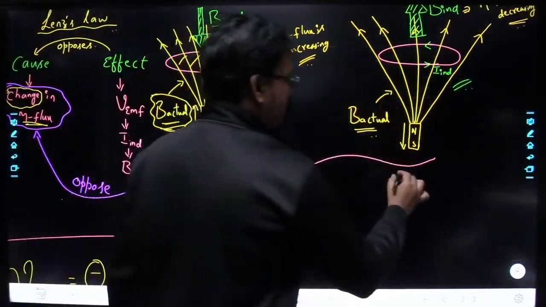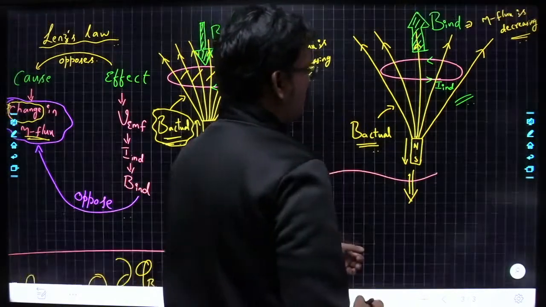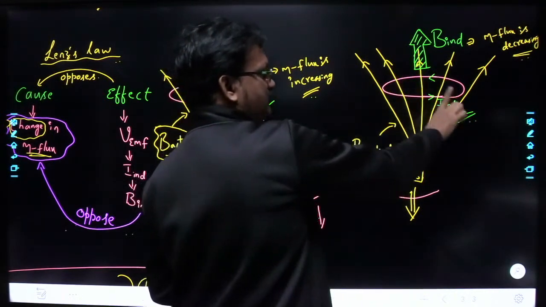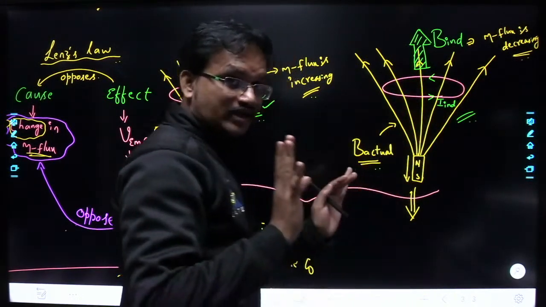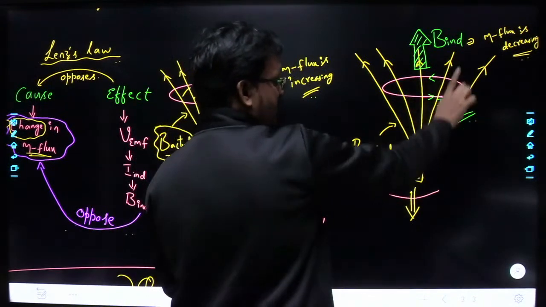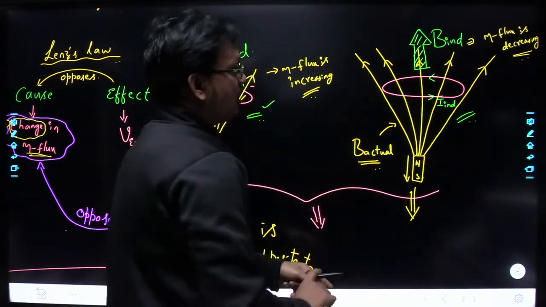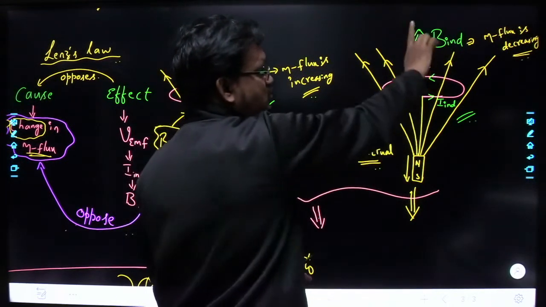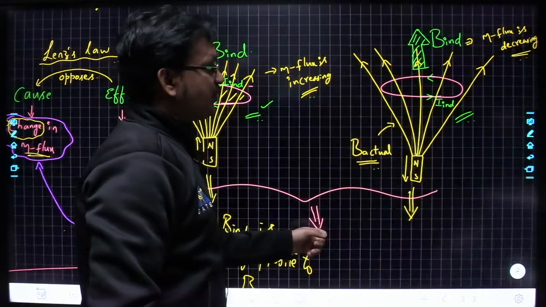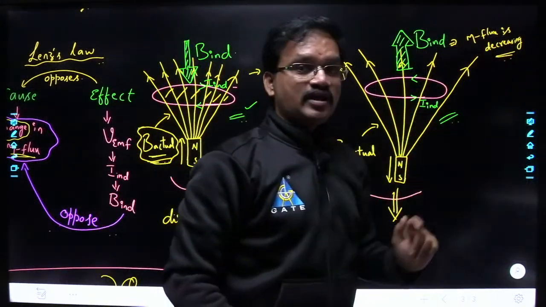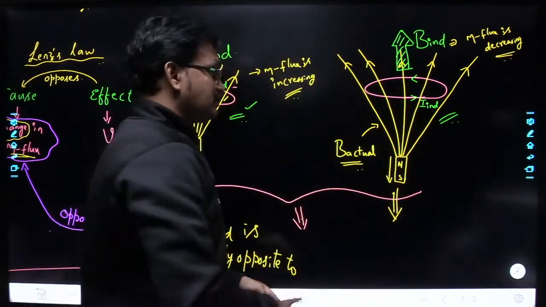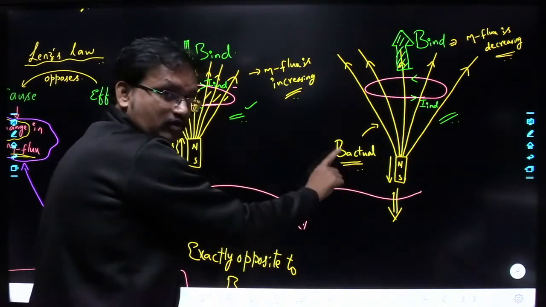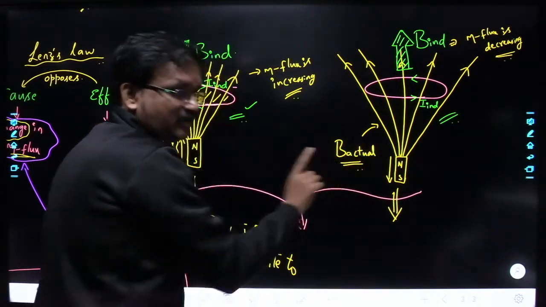Now what is the observation we can make here? If you observe here, B actual is still pointing in which direction? Upward direction. I am talking about the direction here. Now what is the direction of the induced magnetic field? The induced magnetic field is also in the upward direction. Understood? So whenever the magnetic flux is decreasing, the direction of the induced magnetic field will be along the direction of the actual magnetic field.